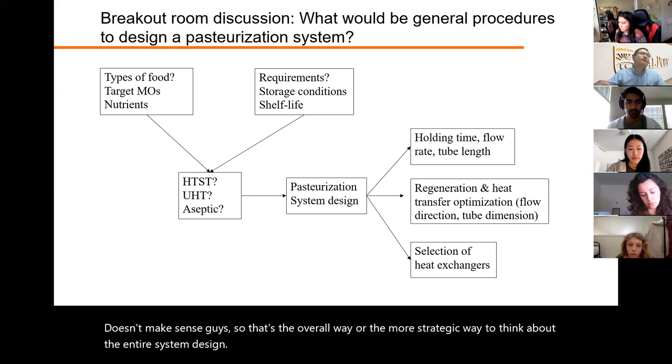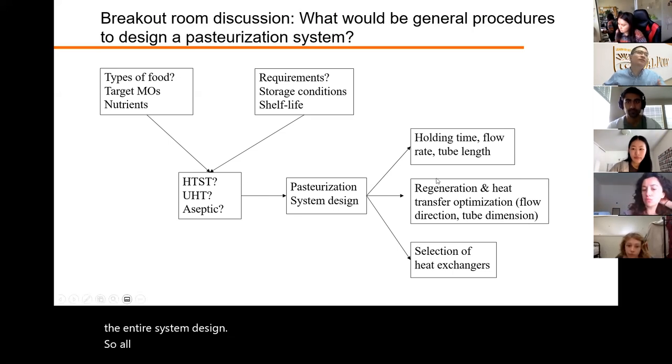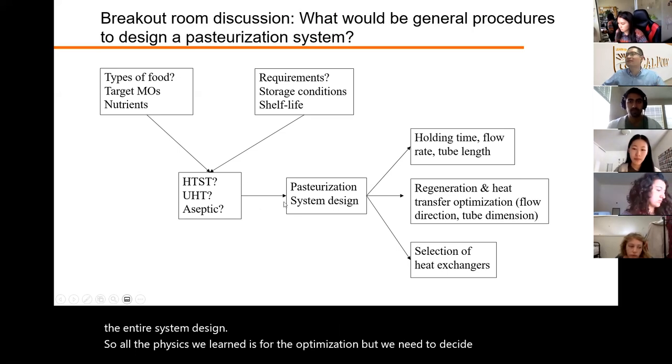Okay. So all the physics we learn is for the optimization, but we need to decide what system we want to go with first.